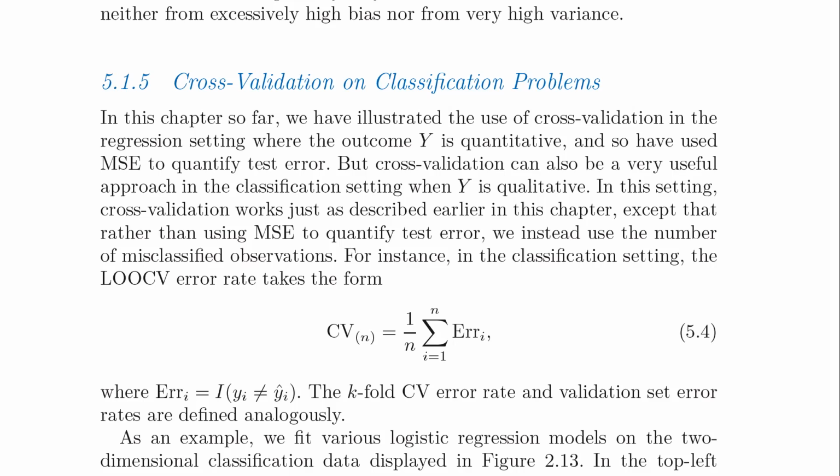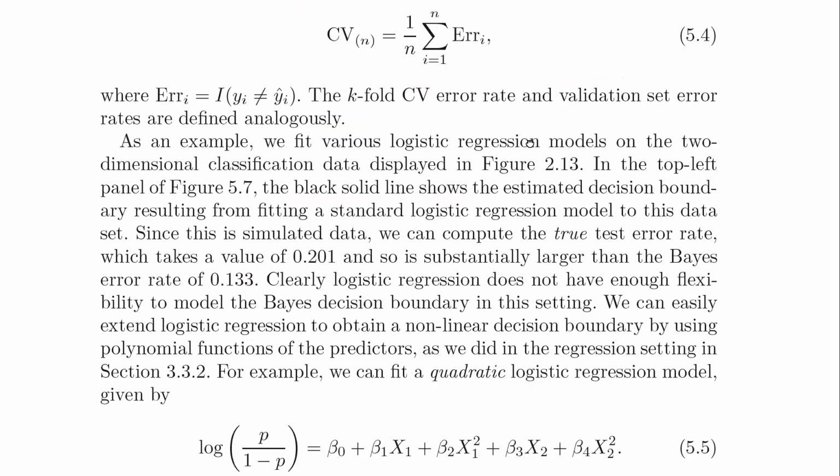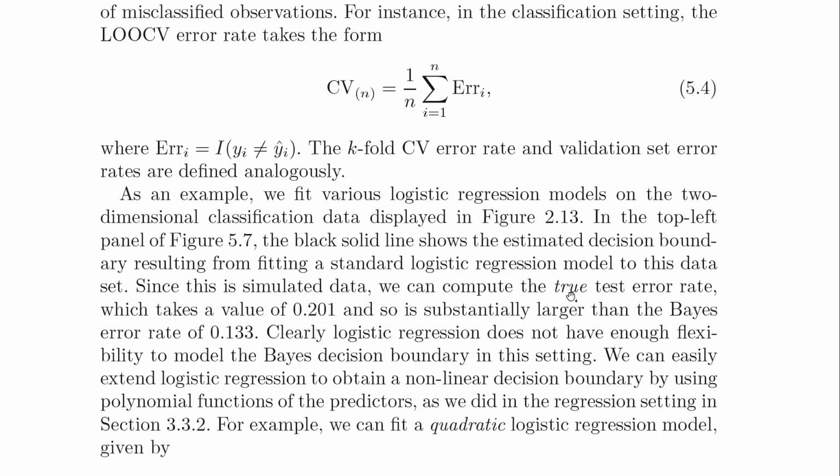For instance, in the classification setting, the leave one out error rate takes the form, so it's exactly the same thing, but now we just have Err_i, and this is the indicator variable. If they are not equal, you get a 1. So think of that as a penalty. If they are equal, you get a 0 for each observation i. The k-fold CV error rate and validation set error rates are defined analogously, clearly.